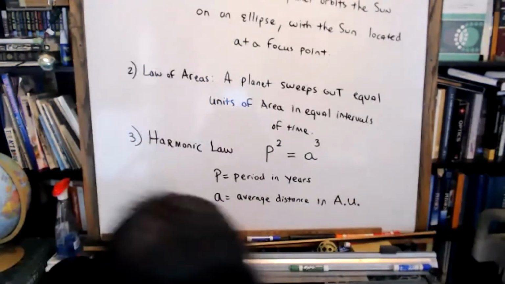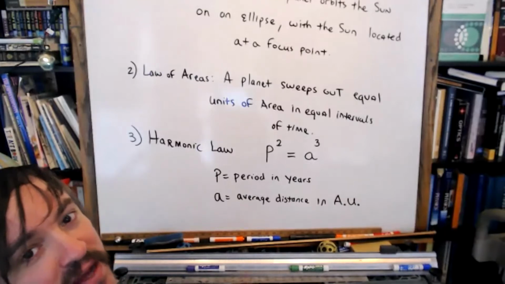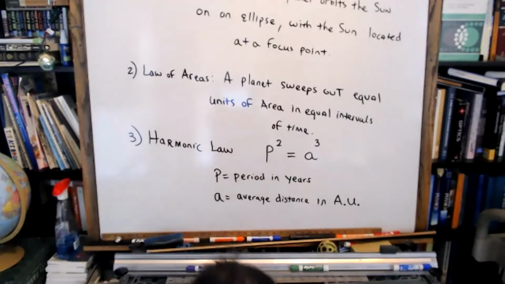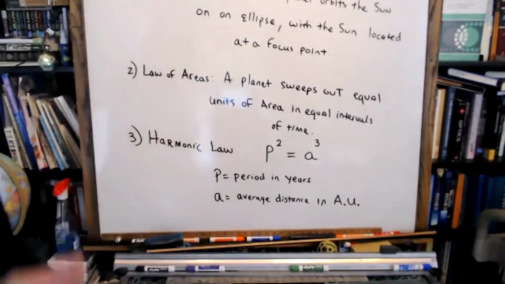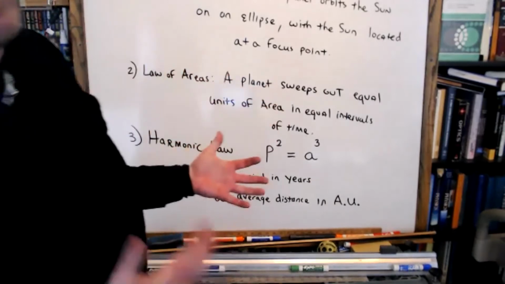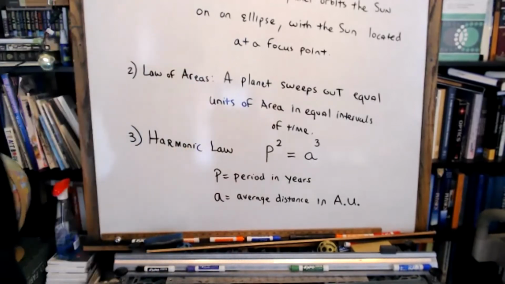Believe it or not, it was Kepler who invented the astronomical unit. He measured all the planetary distances in units of the Earth's distance from the sun. You could think of Kepler as the first person to figure out how big the solar system was relative to the orbit of Earth. So that was pretty cool.